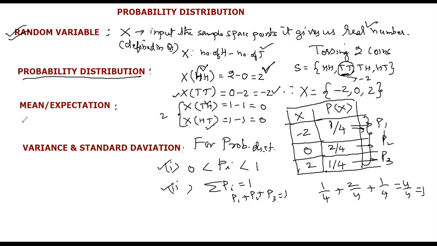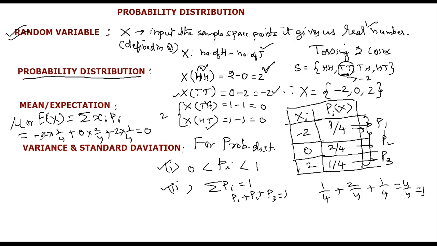Okay, then mean. What is mean? Mean is denoted by mu, or we can use E(x), expectation, because mean is also known as expectation. So mean is the summation of all the xi's multiplied with pi's, the sum of the products xi into pi. For example, here if I want to find the mean, what is xi here? Minus 2 into 1 by 4, plus 0 into 2 by 4, plus 2 into 1 by 4, the sum of their products, and we are getting 0.